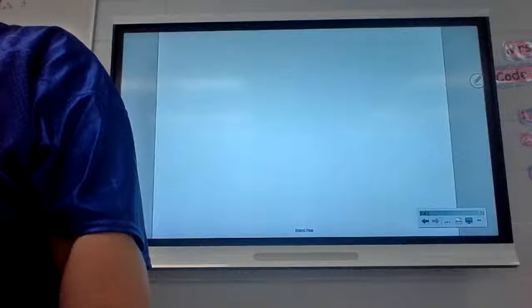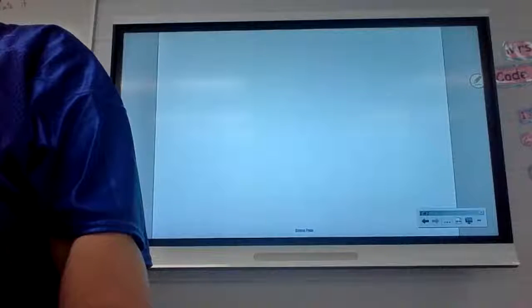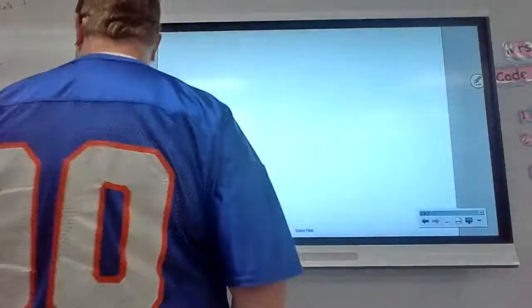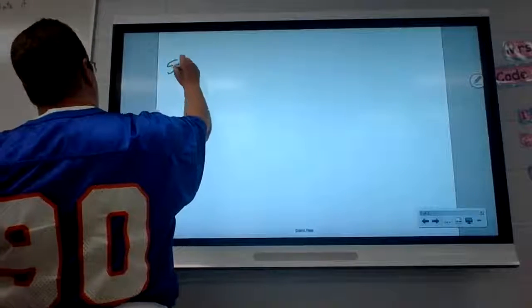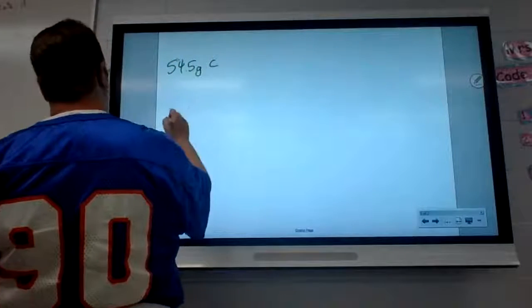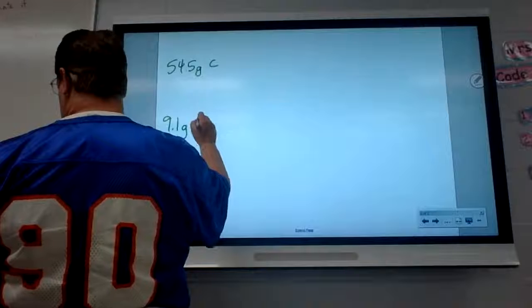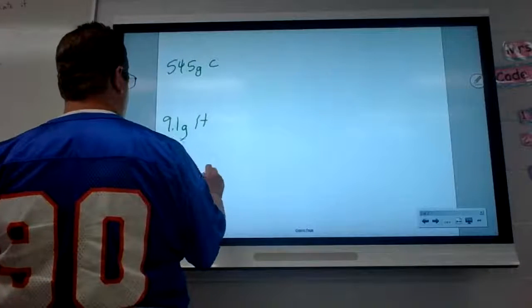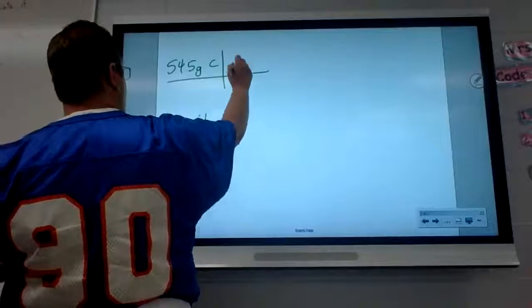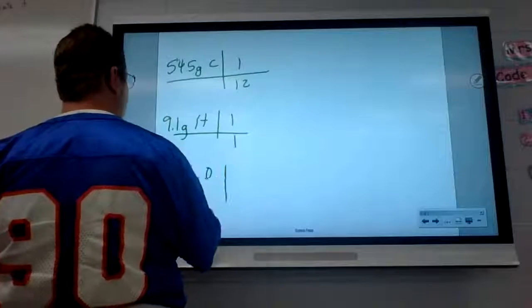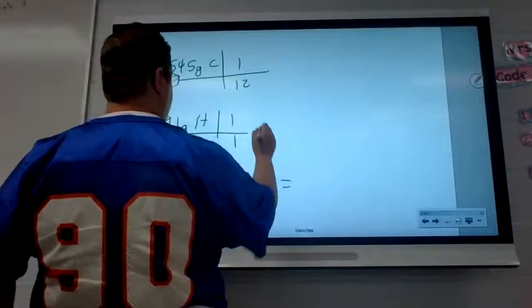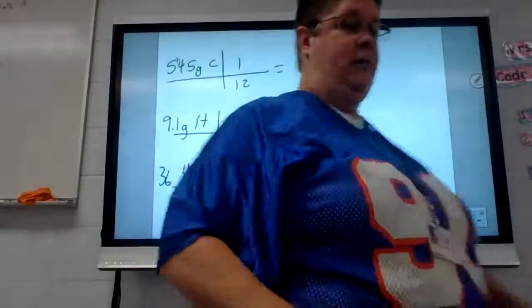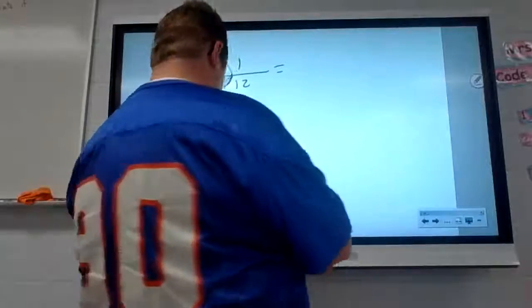And number 5, C4H8O2. Okay. Can we do number 5? Yes. So at number 5, you have 54.5 grams of C, 9.1 grams of H, and 36.4 grams of O. 12 and 1, 1 and 1, 16 and 1. I'm assuming you got that far. We changed them to moles. Am I okay on that?